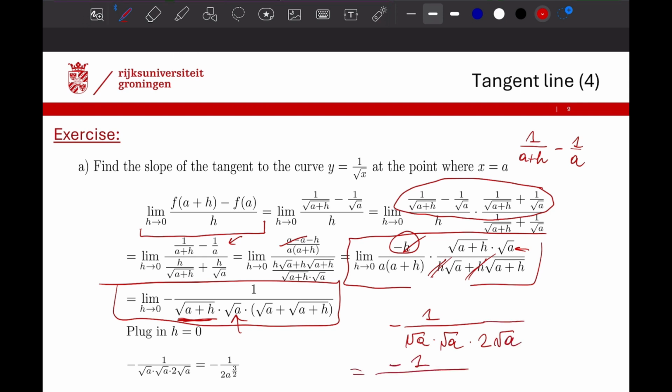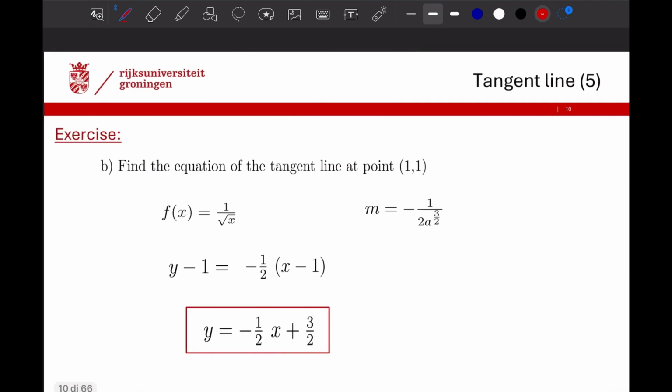So this is equal to 2 times a to the 3 times 1 over 2. And this is our answer. So this is the slope of the tangent to this curve at a general point, where x is equal to a. Yeah, we could have also written it differently. It's just a matter of preference, but this is completely fine.